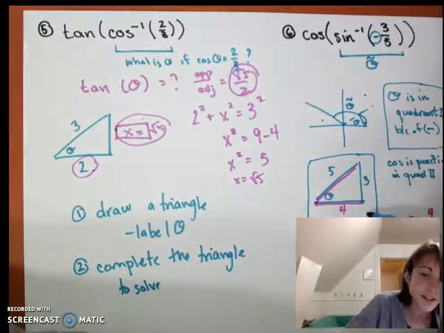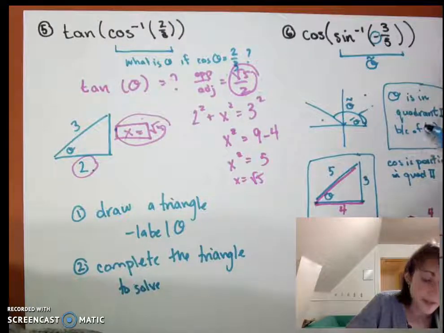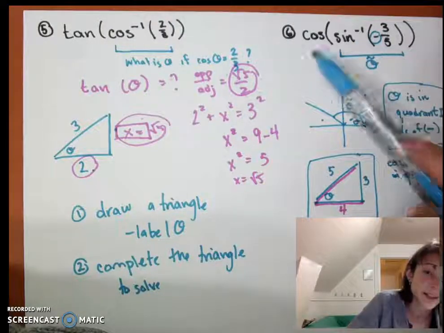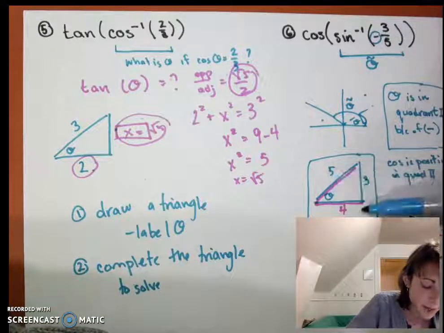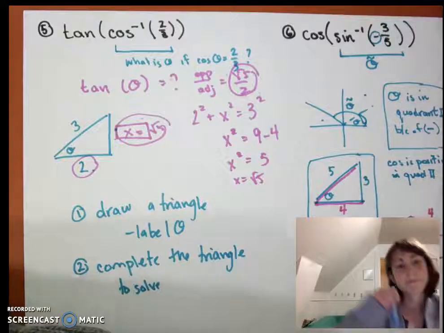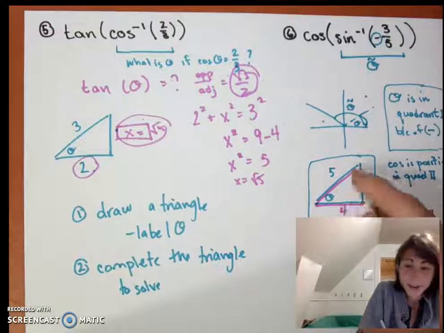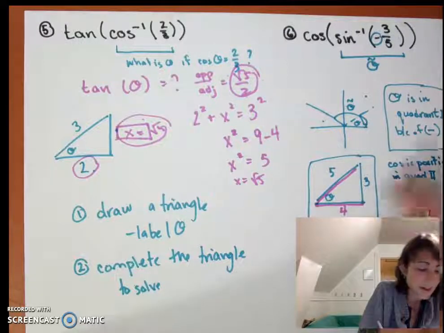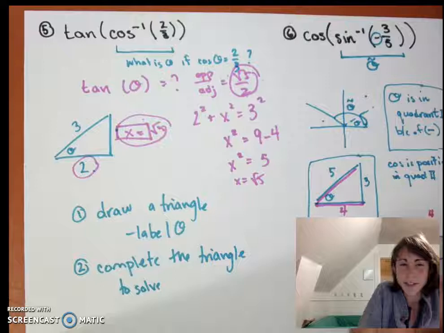So again, 2 steps. 1, draw a reference triangle. Remember what quadrant you're in so that when you plug into the next one, you could possibly change the sign if you need to. But then complete the triangle and solve. So I think that these are really fun because you get to draw triangles, you get to use Pythagorean theorem. It's putting together a lot of the skills that you already have.